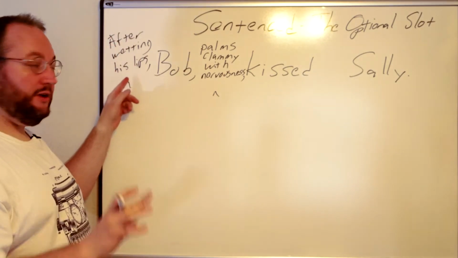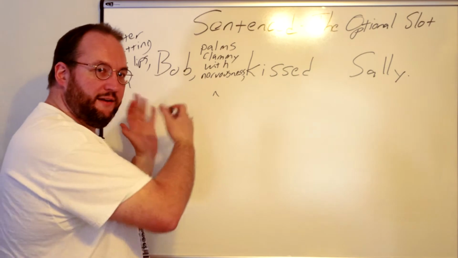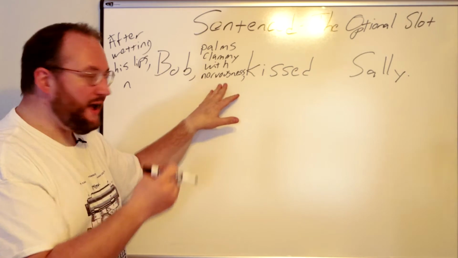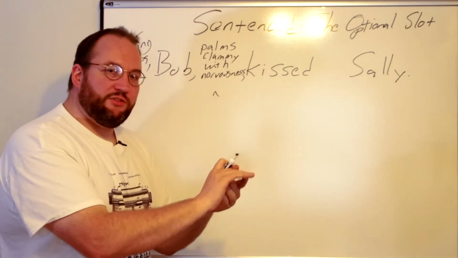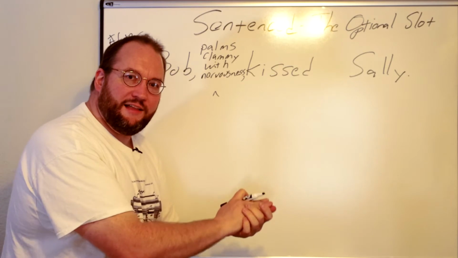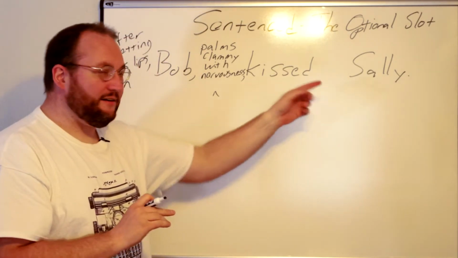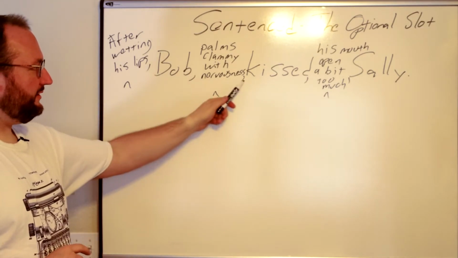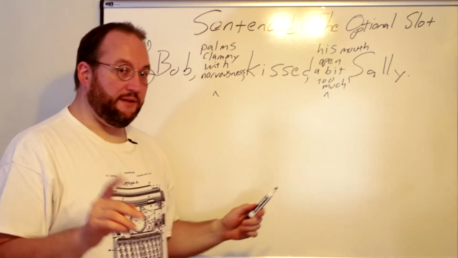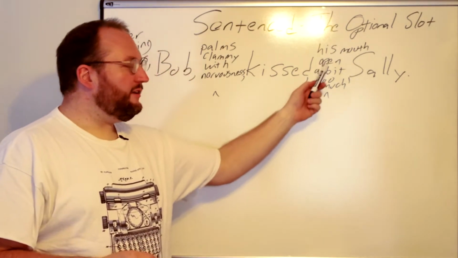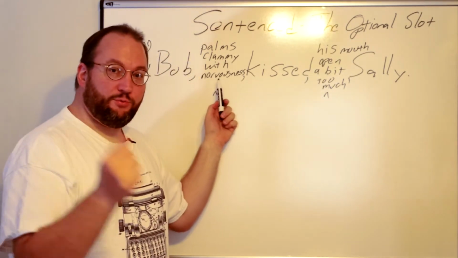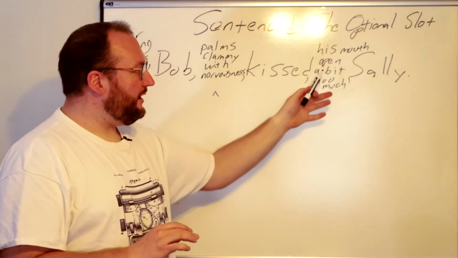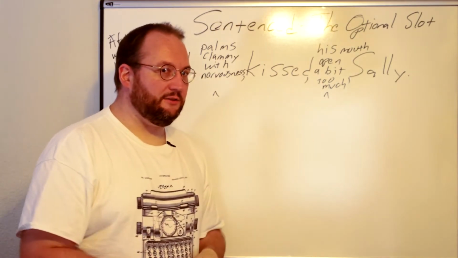we now have Bob. You can see in your mind, this is a concrete image. He has wetted his lips, and you can feel, this is a concrete image, something you can imagine. Palms that are just clammy with nerves, not just clammy, but why they're clammy, because he's nervous. He's scared about kissing Sally. After wetting his lips, Bob, palms clammy with nervousness, kissed, his mouth open a bit too much, Sally. And we know now why his palms were sweaty with nervousness. He clearly doesn't have a whole lot of experience kissing girls, and because of that, his mouth is open just a little bit too much.